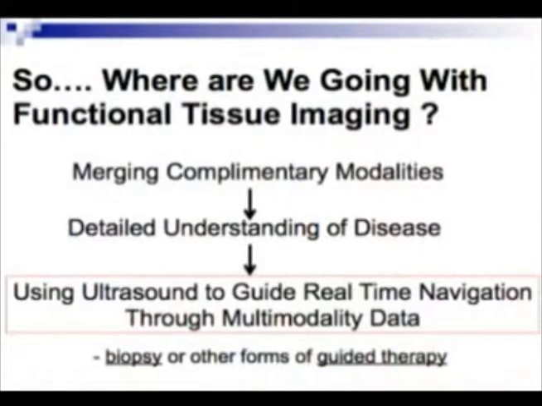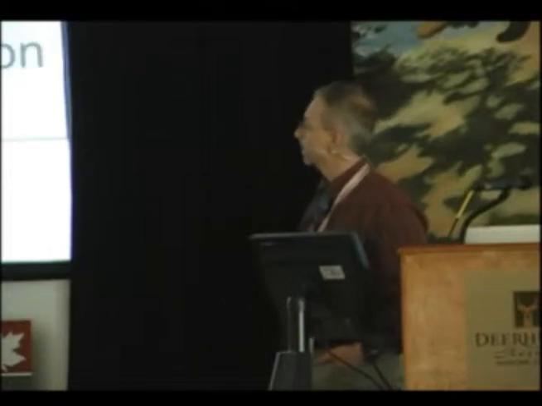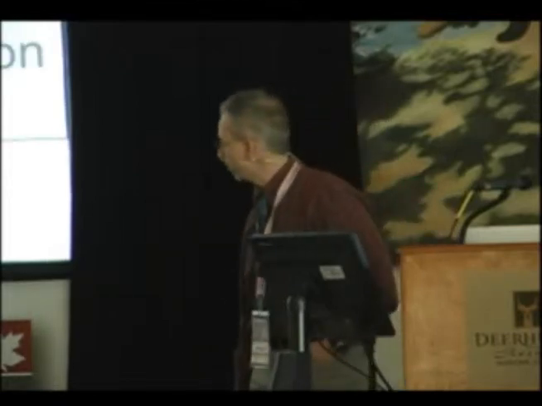So to sum it all up, where are we going with all this stuff? What's the big deal? We've got functional tissue imaging. So that's what I've been showing here, this is really new stuff. Most people know about the brain. I want to be able to merge complementary modalities, MRI with whatever else there is out there, to get a really detailed understanding of the disease and the disease process, not just from a structural point of view, but from a metabolic, functional point of view. I want to be able to give the information to the physician to be able to get at that active part of the disease or focus the therapy on that active part of the disease. And then use things like ultrasound to guide real-time navigation through multimodal data. That's what we're really focusing on.